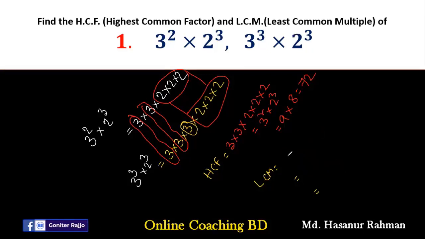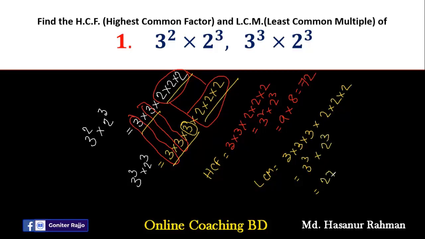And you can solve in another way. That is, if you look at 3, there are two 3s here, there are three 3s here. So we can take the maximum factor. So 3 multiplied by 3 multiplied by 3 multiplied by, here are three 2s, here are three 2s. So we have to take the maximum 2s. So 3 cube means 3 into 3 into 3, multiplied by 2 cube means 2 into 2 into 2. So 3 cube means 27, 2 cube means 8. So if you multiply 27 by 8, then you will get 216.